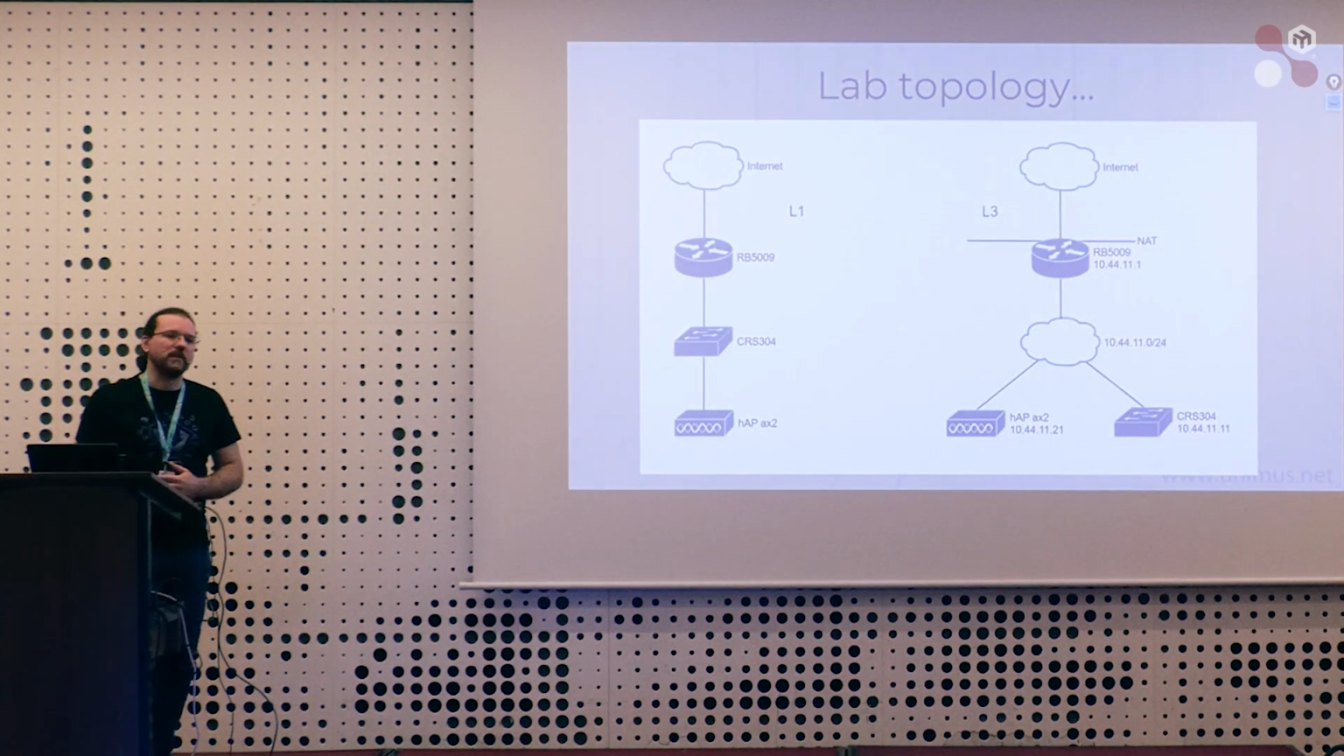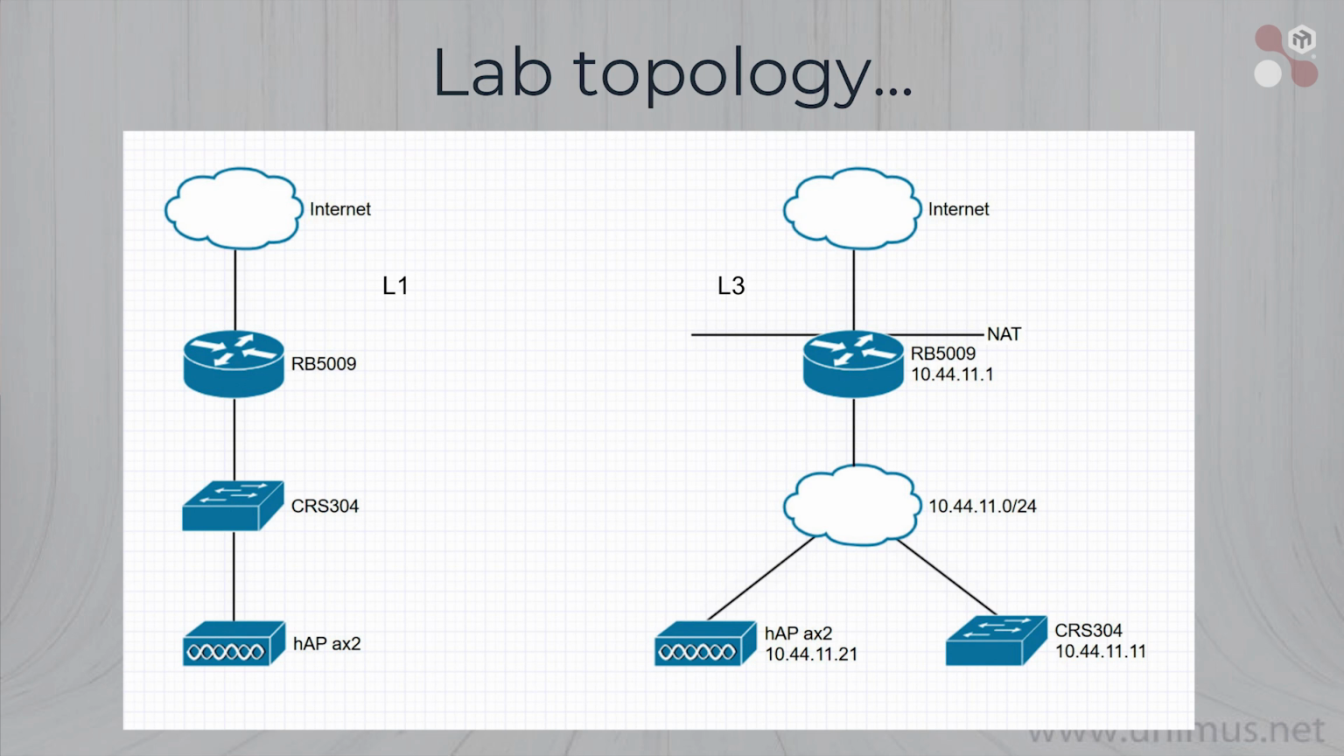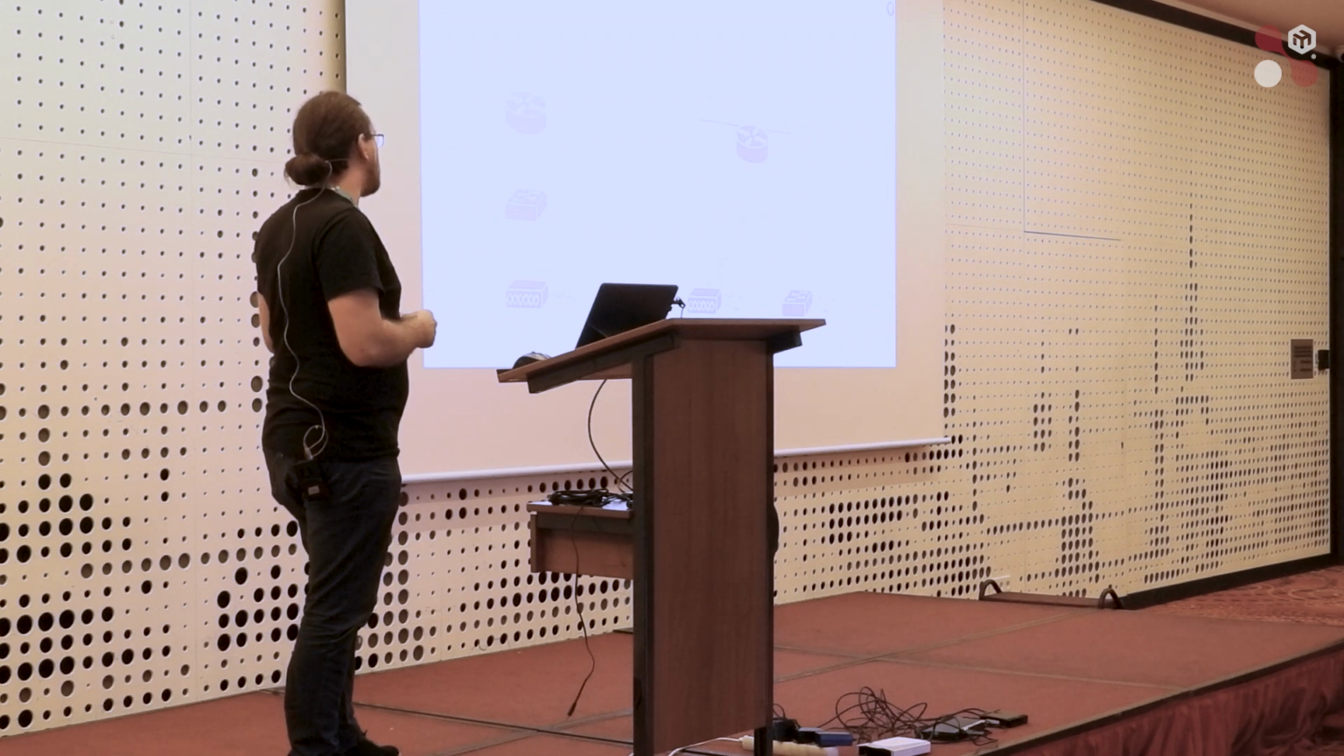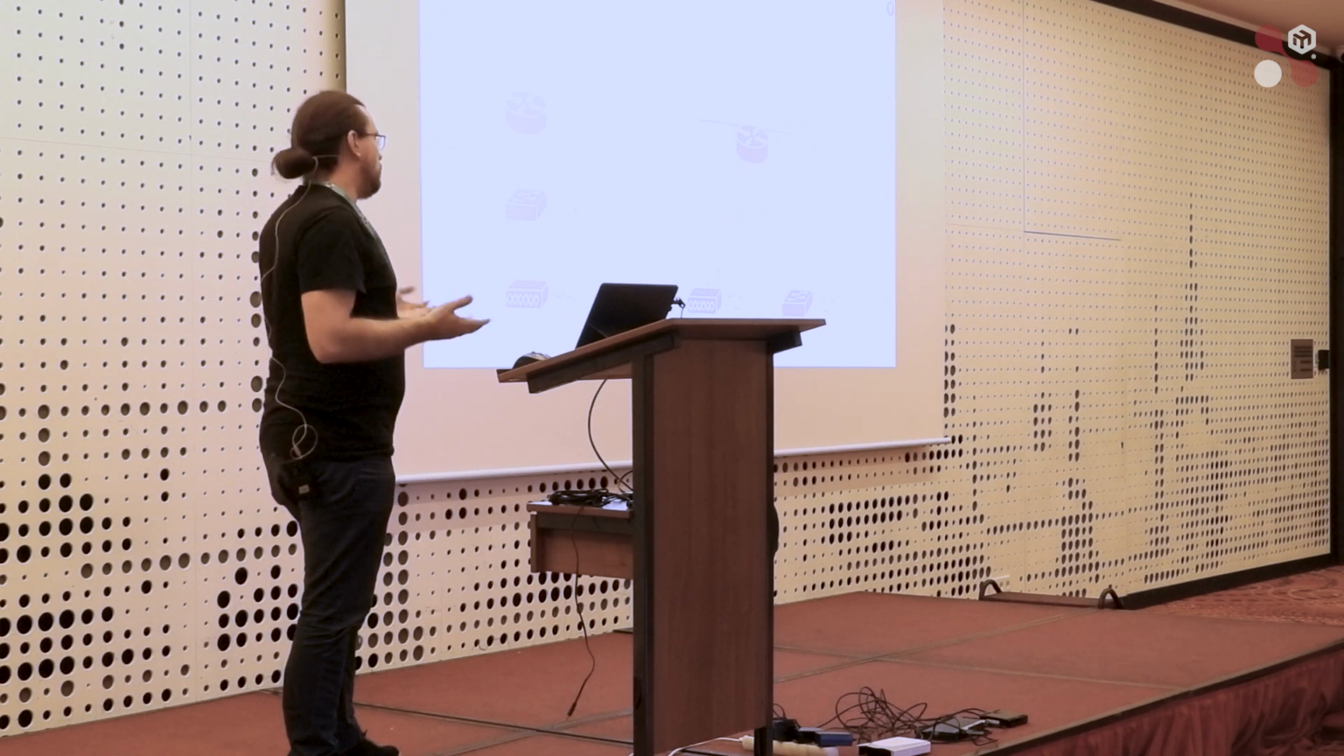So here is our lab topology, actually. You can see a layer 1 topology or a wiring diagram is very, very simple. We just have the internet, our 5009, a 10 gigabit CRS, and a hAP ax2. Simple. And for the L3 equivalent, our 5009 is doing NAT to the internet, and then we have a single local subnet with our switch and with our access point. Standard home small network, or single office network deployment. Very, very simple.